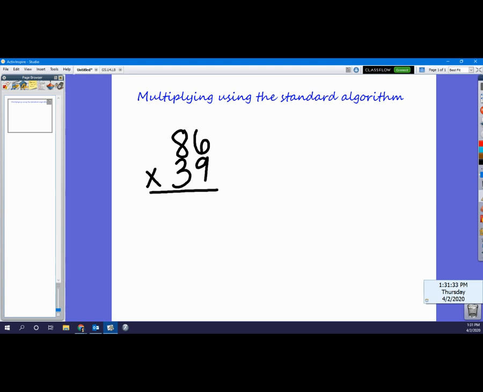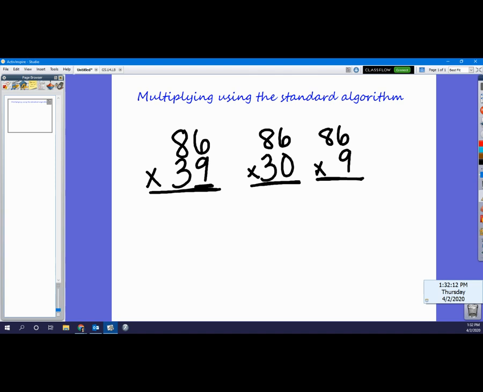Now, when you're using the standard algorithm, that top number is going to stay the same. We're going to use the distributive property on that bottom number, and we're going to break 39 into a 30 and a 9. So 30 plus 9 equals 39. All right, so we're just going to do these problems: 86 times 30, and then 86 times 9, and then we're going to add those two products together. Now, we start in the ones place with the 9, and we do 9 times everything above it.